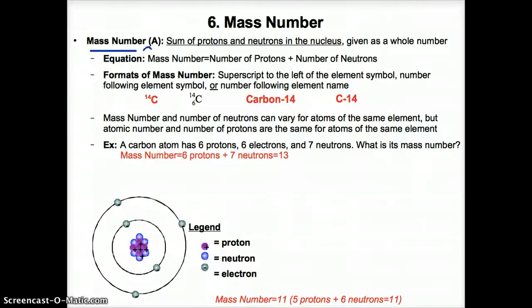Mass number, symbolized by capital A, represents the sum of the protons and neutrons in the nucleus, given as a whole number. So the mass number really gives us a sense of what the mass of the atom could be. It makes sense if you think about it, that the sum of the protons and neutrons gives you a sense of the mass of the nucleus.